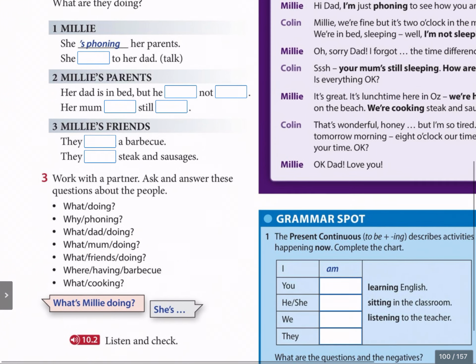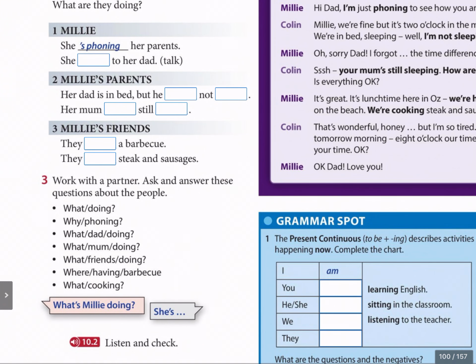Now, let's have a look at exercise 3, where we have a list of question words and some main verbs. And you are asked to put these sentences, they are all questions, in a present continuous form. So I would like you to try and do this exercise and then check by listening to the recording.